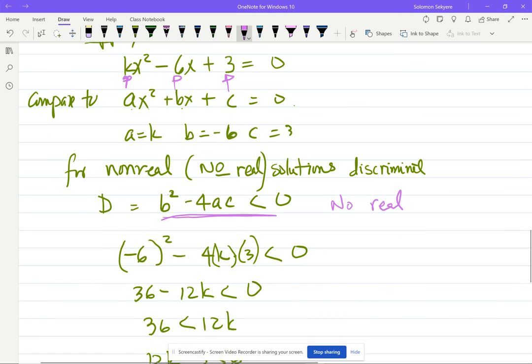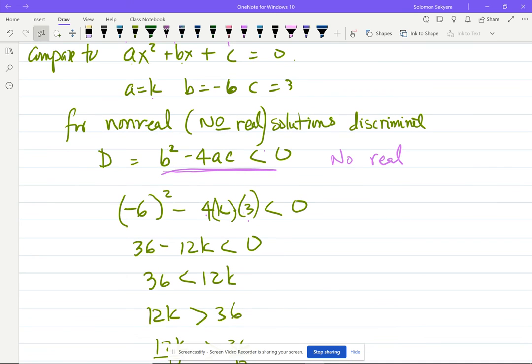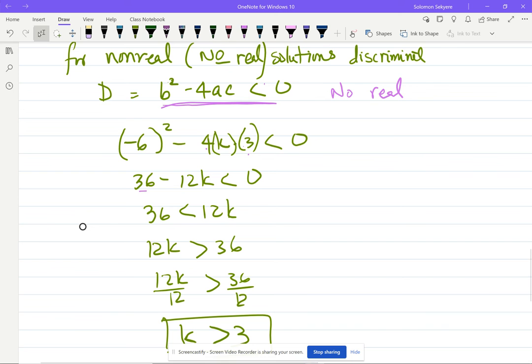So now we plug our numbers in. It says b squared minus 4ac should be less than 0. We have b equals negative 6, so negative 6 squared minus 4 times k times c, which is 3. 4 times 3 is 12. Remember, negative 6 all squared is 36. It's positive 36, not negative. So this is what we solve.